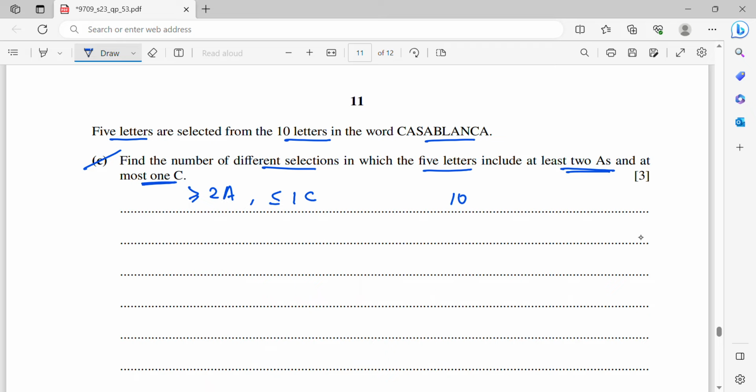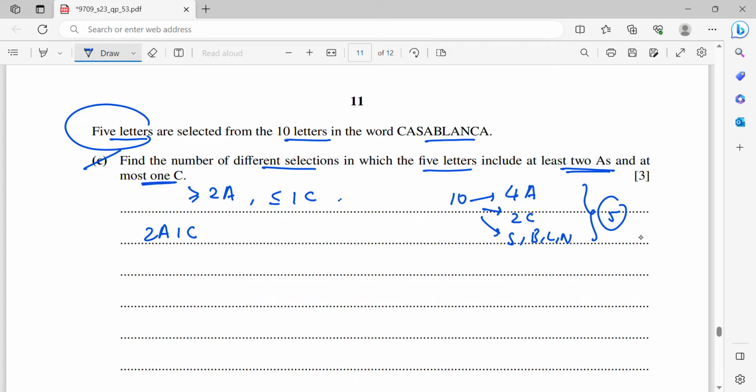So now I have 10 letters, I have 4 A's, 2 C's, and the rest. So now I need to choose 5. Then I still have the S, B, L, and N. So from here, I need to choose 5 letters that satisfy this condition, at least 2 A's and at most 1 C. So I consider when 2 A's, 1 C. So already 3 letters, I need 2 more.